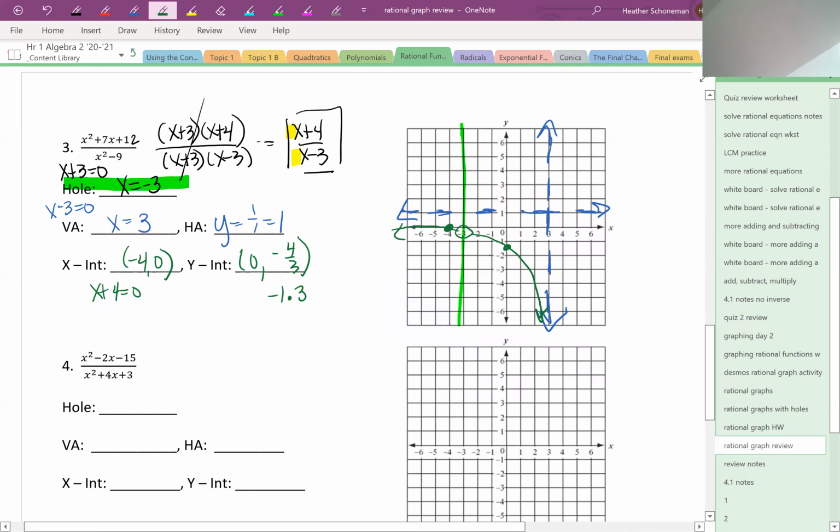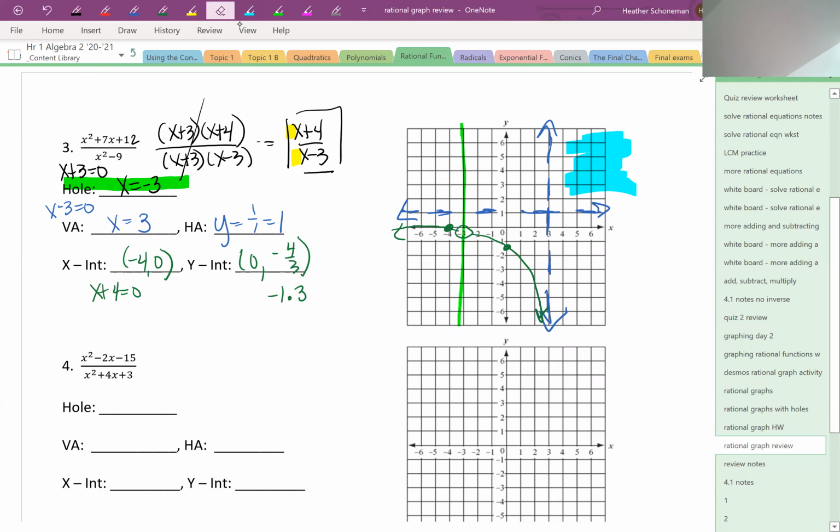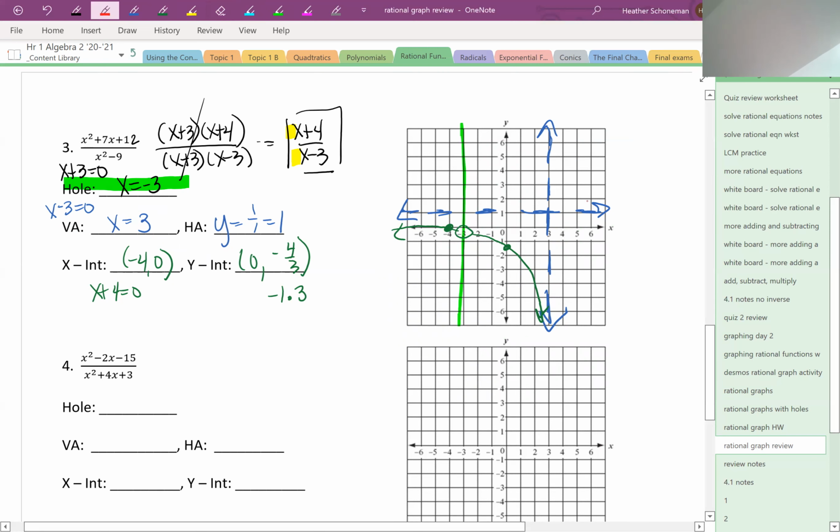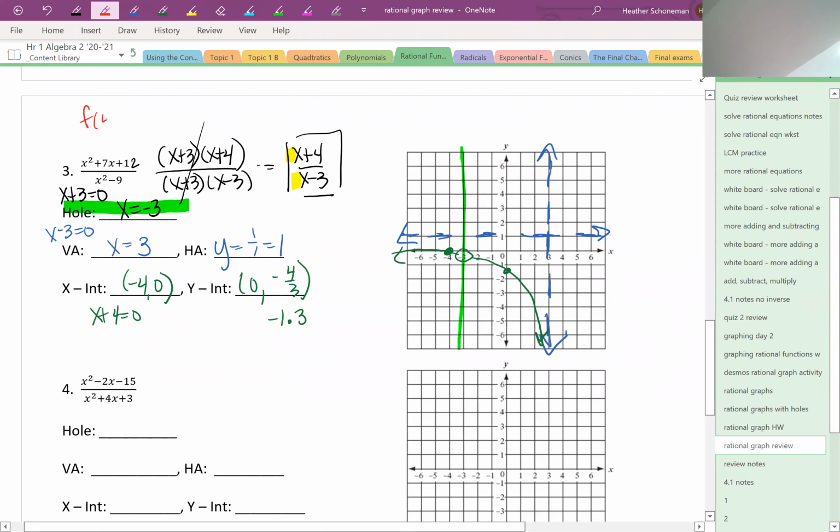Okay, so now I have at least 2 points in the bottom left. So now I'm looking for points up here in the top right. All right, so if I'm looking for those, I can't do 3, so I'm going to start with 4. So f of 4 would be 4 plus 4 over 4 minus 3, which would be 8 over 1. And then if I keep moving over, my next one would be 5. F of 5 would be 5 plus 4 over 5 minus 3. So that's 9 over 2, which is 4.5 if you make it a decimal.